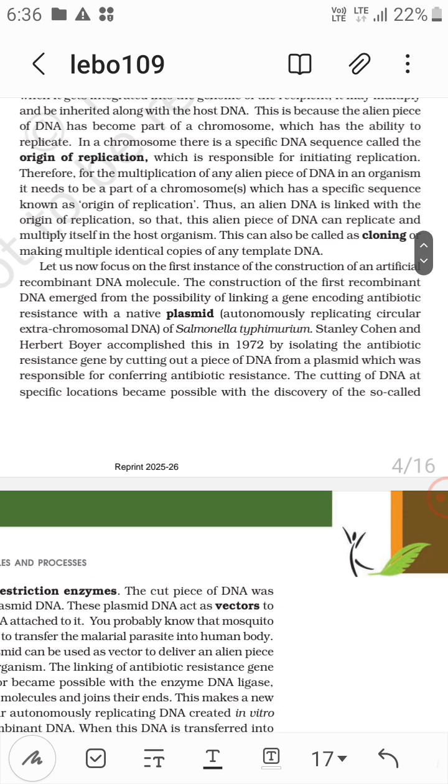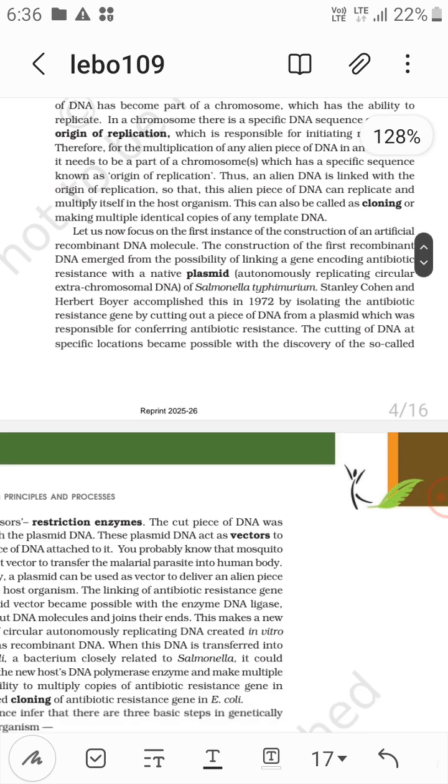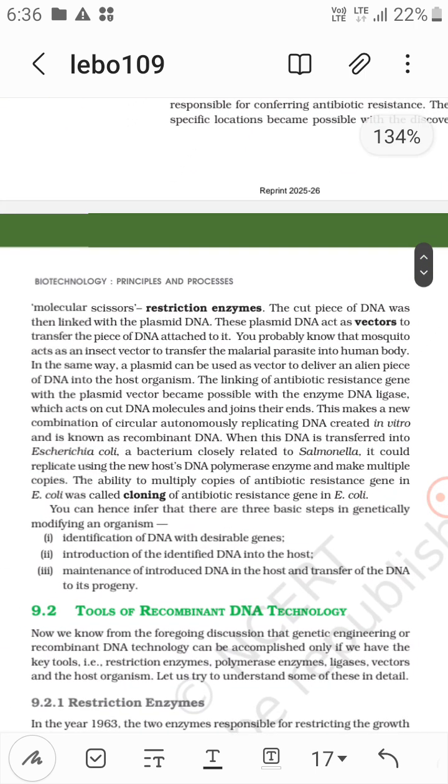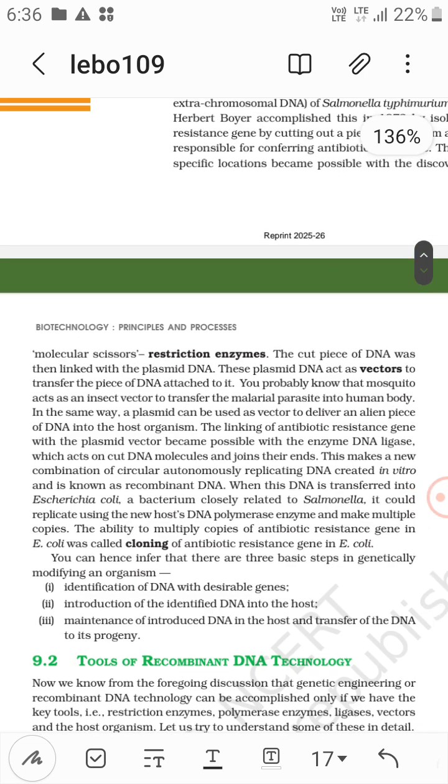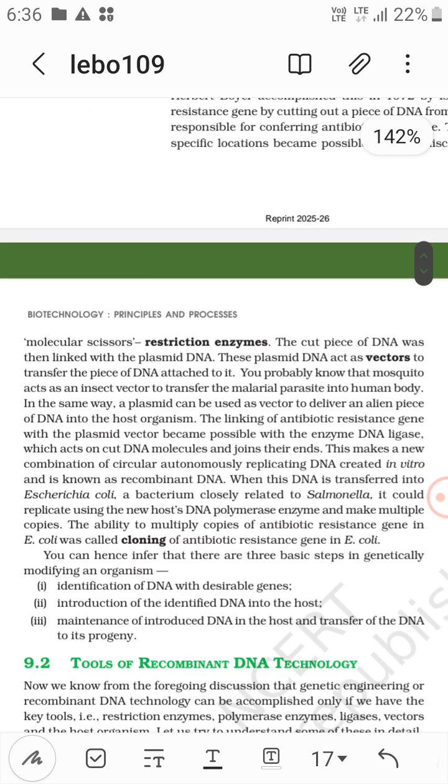The cutting of DNA at specific locations became possible with the discovery of the so-called restriction enzymes, that is molecular scissors. Okay, the cut piece of DNA was then linked with the plasmid DNA. This plasmid DNA acts as a vector to transfer the piece of DNA attached to it. You know the mosquito that acts as an insect vector to transfer the malaria parasite into the human body. In the same way, this plasmid acts as a vector to deliver an alien piece of DNA into the host organism.